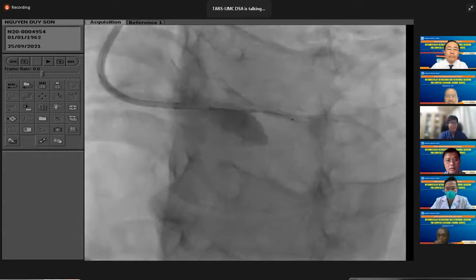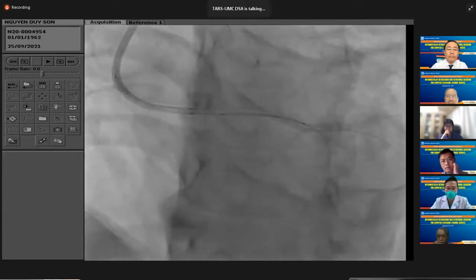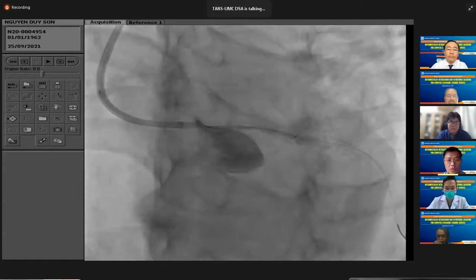So this is the aerial view for the left main ostium stenting. What do you think about the position of the stent now, please? Is it good? Do we need to go further?